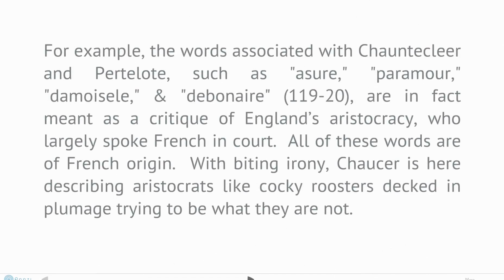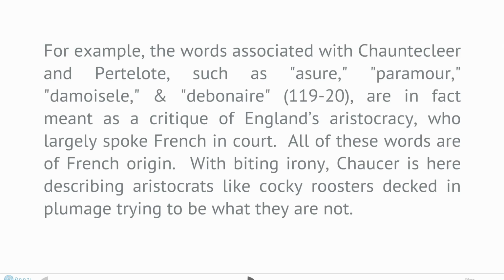So Chanticleer and Pertelote. Pertelote is his number one wife. They're described as azure, paramour, damoiselle, debonair. These are, in fact, French words. And what Chaucer is doing here is critiquing the British court. Why he's using French is, at this time, England is thought of kind of as the backwater of Europe. In fairness, it is. And as a consequence, England itself didn't have this sort of feeling of its own cultural credibility to even use its own language in court.